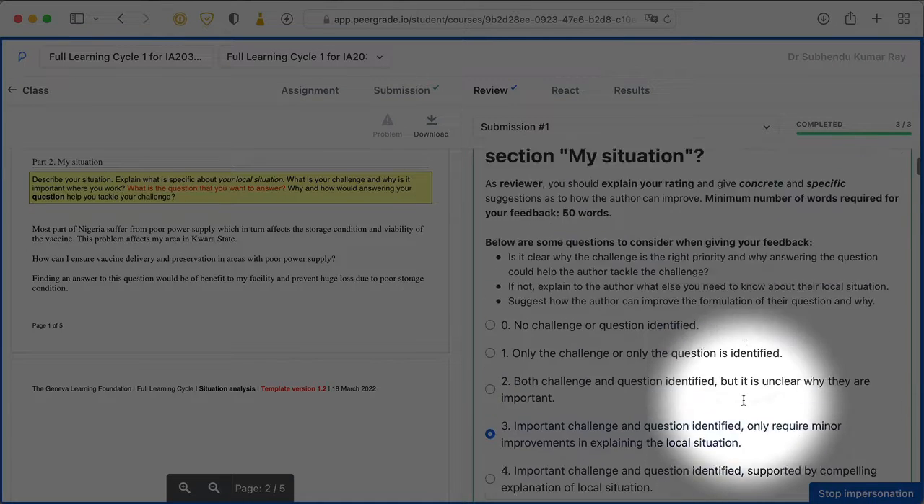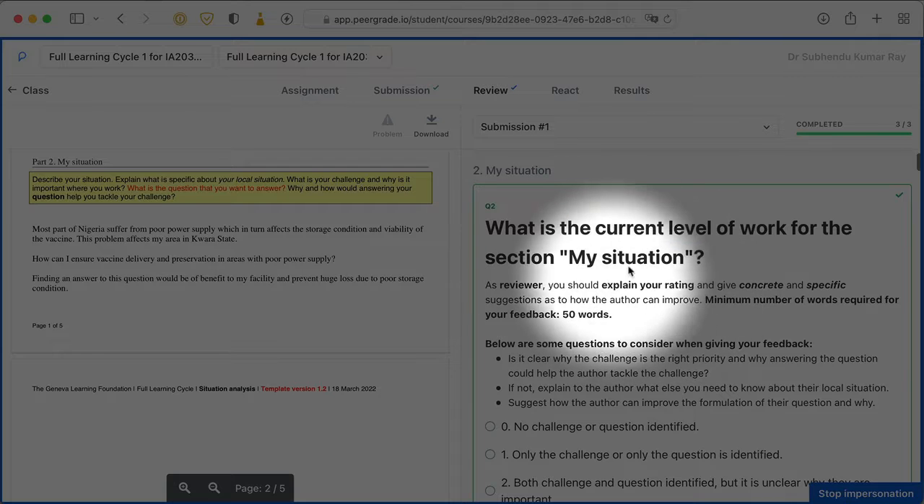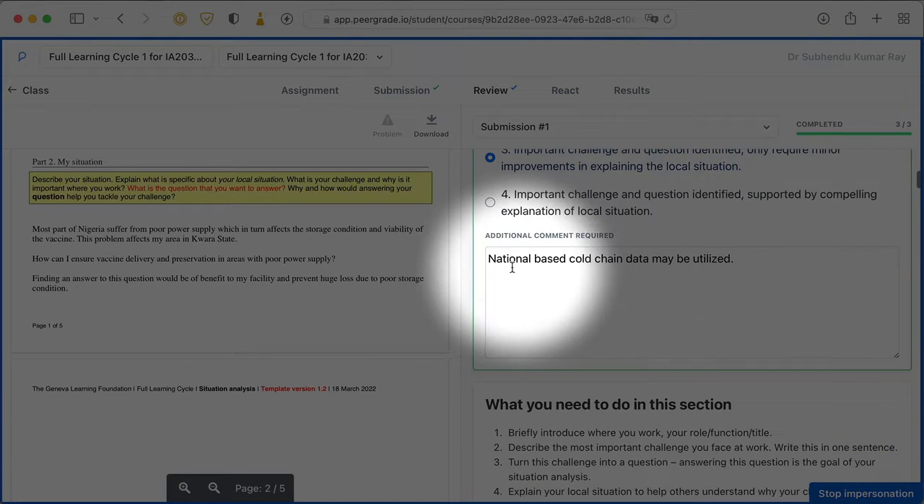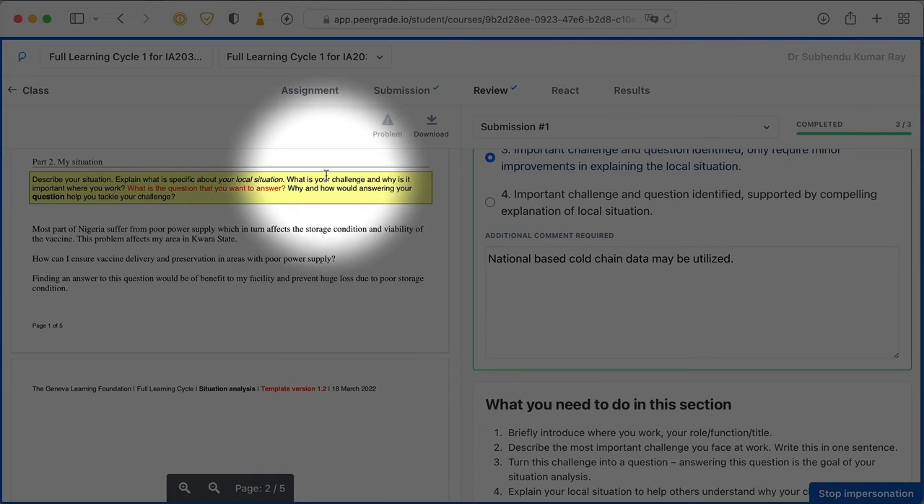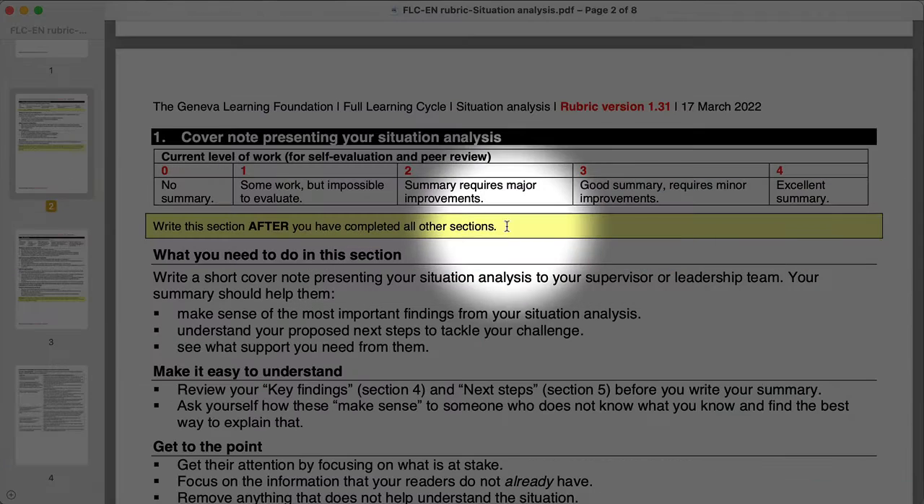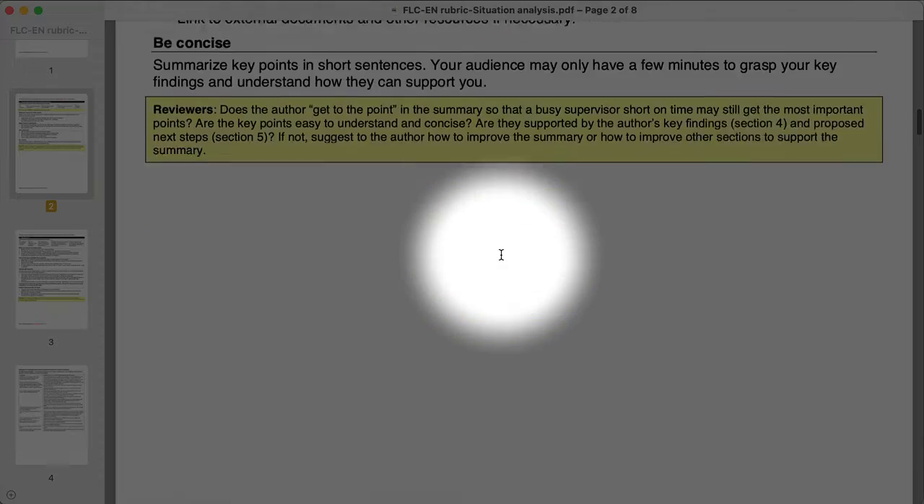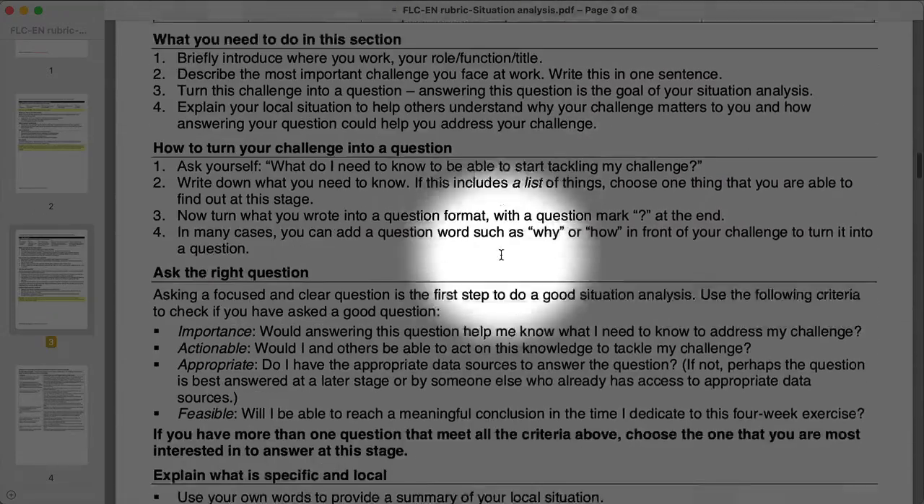This is not the section on data sources. It is a section on my situation. So national-based cold chain data may be utilized. That's not one of the questions. That would be in the data sources that would be relevant.